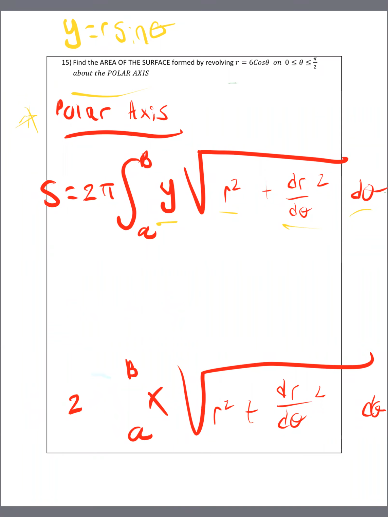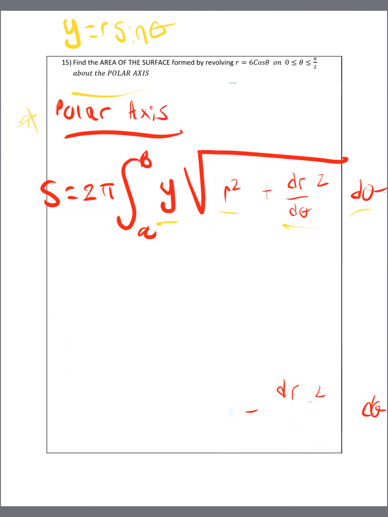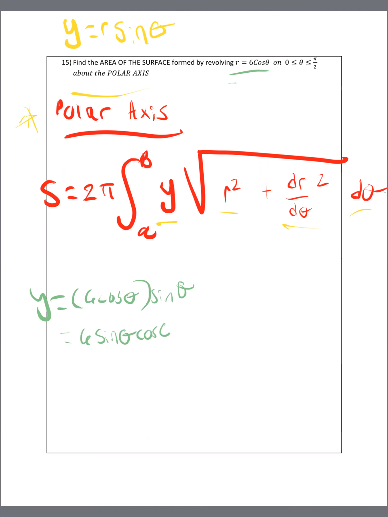And then let's do our little givens. So let's do y first. What is that? Y is equal to r sine of theta. R is 6 cosine of theta. So y is equal to 6 cosine of theta times sine of theta. So 6 sine of theta cosine of theta. All right. And let's do the rest. So we're missing r squared, we're missing dr over d theta, and then we're missing dr over d theta squared.